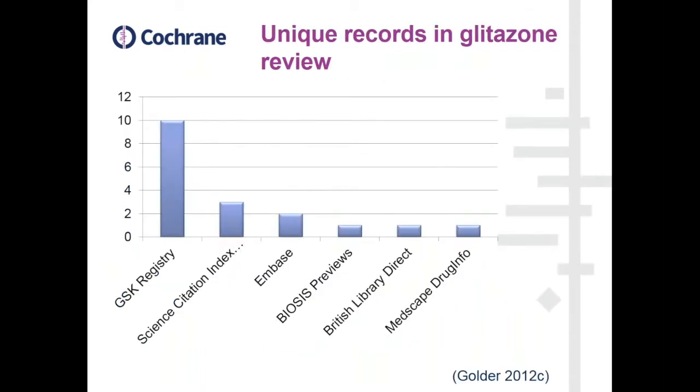Another important thing to look at when assessing databases is where you're getting your unique records. And we did actually look at this for the glitter zone review. And the highest number of unique records were actually from the JSK registry, so the industry registry, where 10 unique records were found in this database that weren't contained in any of the other 59 plus sources. So I think that demonstrates the value of industry registries, at least in this case study.